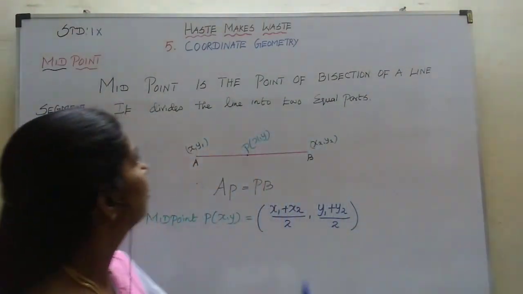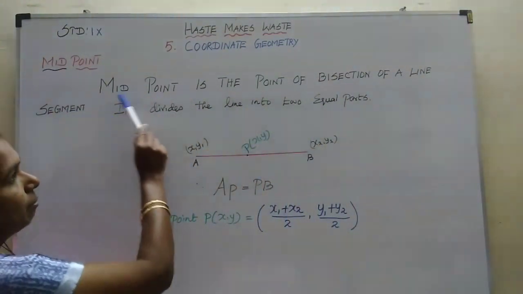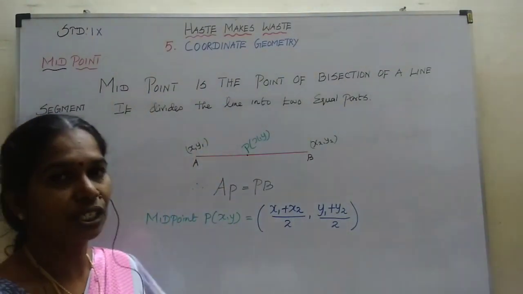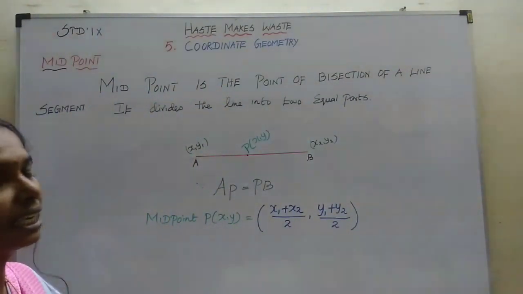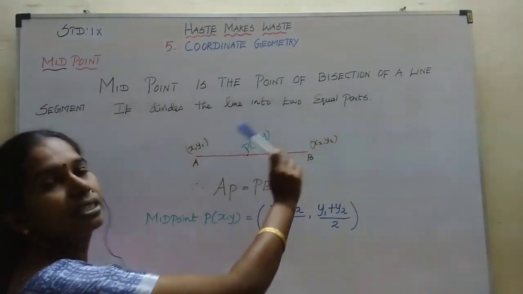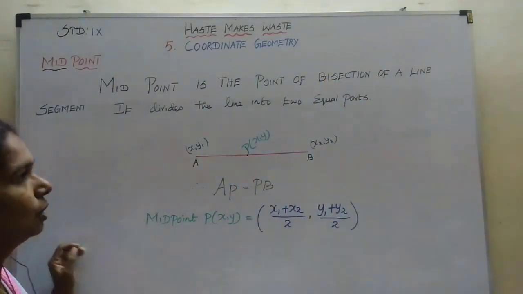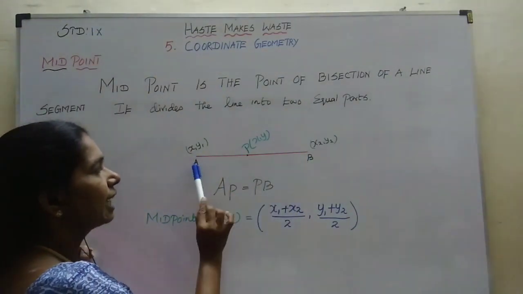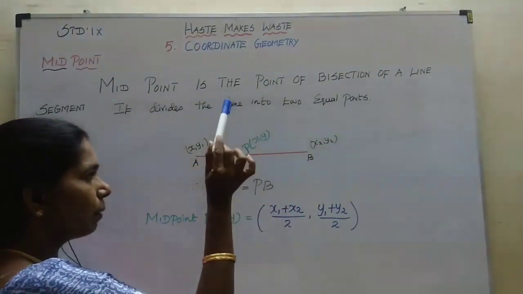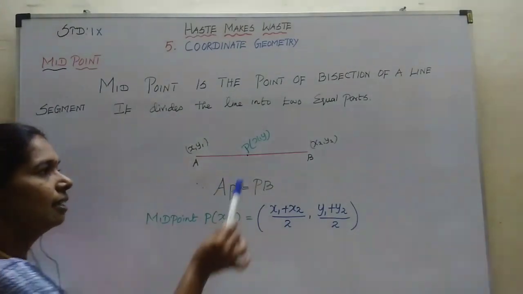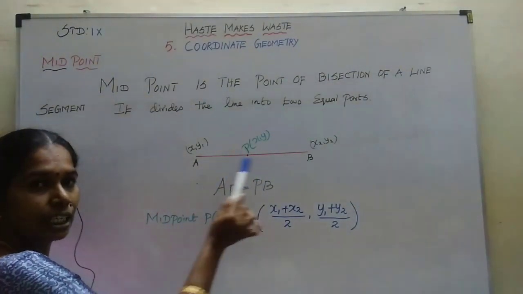We saw about midpoint last week. What is the meaning? The midpoint is the point of bisection of a line segment. It divides the line into two equal parts. So, what does bisection mean? Bi means what? Two. Suppose you are taking a line AB, and P is the point of bisection. What does that mean? The point divides the line into two equal parts.